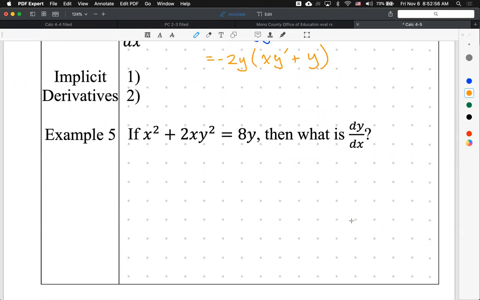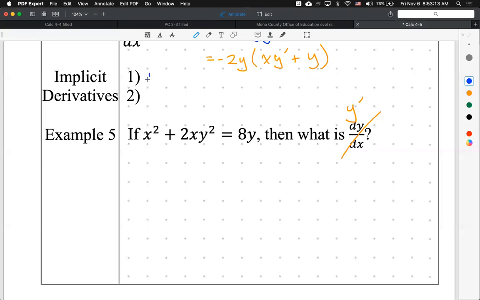So it says, example 5, if x squared plus 2xy squared is equal to 8y, what is dy dx? So it's asking, you can automatically process in your minds and in your notes, they're asking for what is y prime. So how do you solve this? There's two really, really simple steps. Even if I didn't give you these steps, you could probably come up with them on your own.